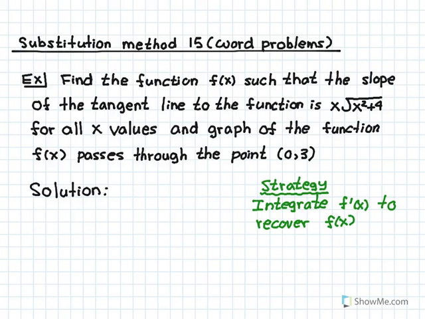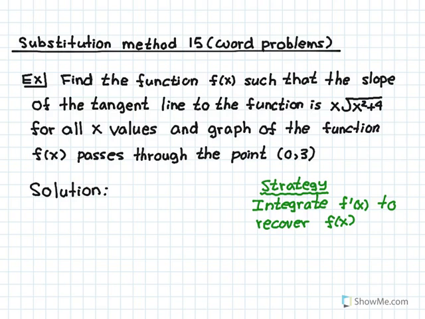In this video, we're going to apply the substitution method to solve a word problem. The question here is to find the function f of x such that the slope of the tangent line to the function is x root of x squared plus 4 for all x values, and the graph of the function f of x passes through the point 0, 3.